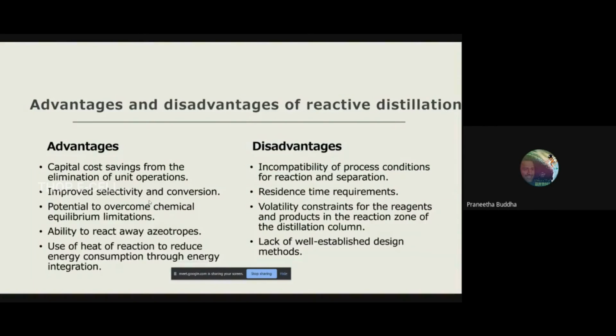operations. Disadvantages. Although there are numerous applications of reactive distillation, there are also some limitations due to constraints such as the need for a common window, that is the common temperature and pressure for separation and reaction to take place, and the inability to provide proper residence time requirements, and the volatility constraints of reactants and products in the reaction zone. And most importantly, there is a lack of well-established design methods for reactive distillation.